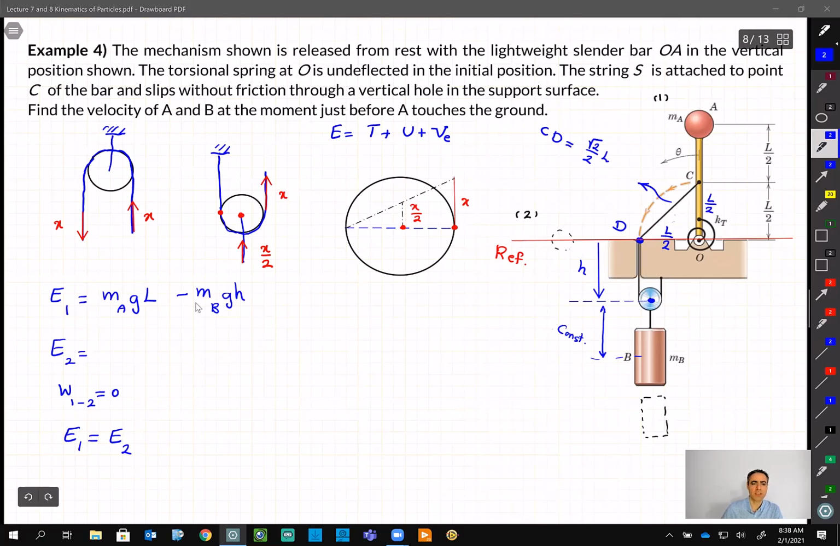Yep, that's the potential energy for mass B. That's correct. Now, nothing is moving, so this is all we have. Let's write down carefully the energy for point 2.